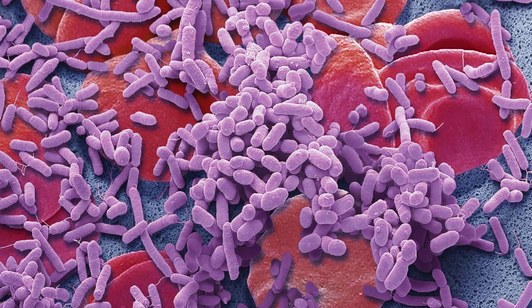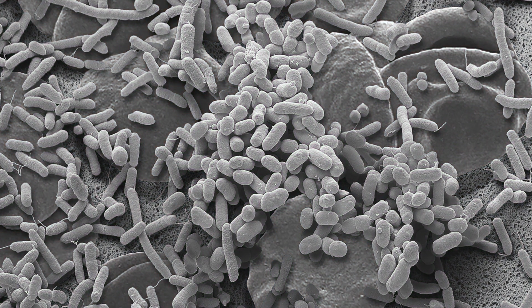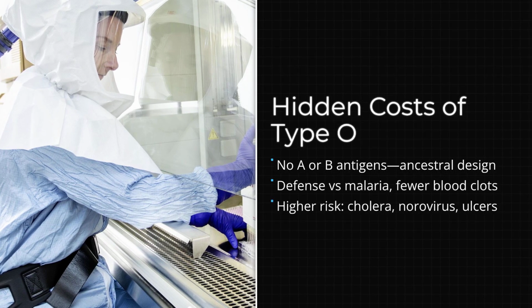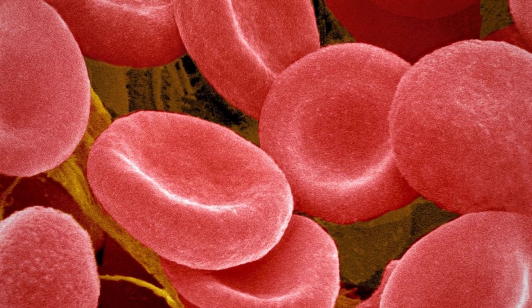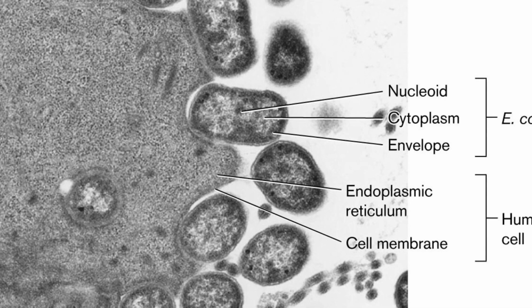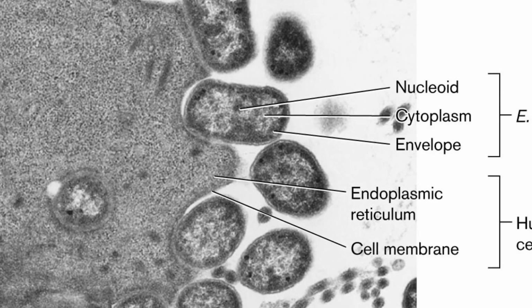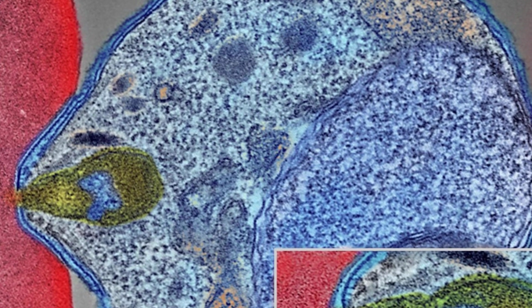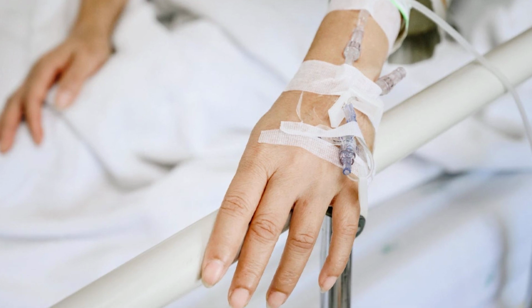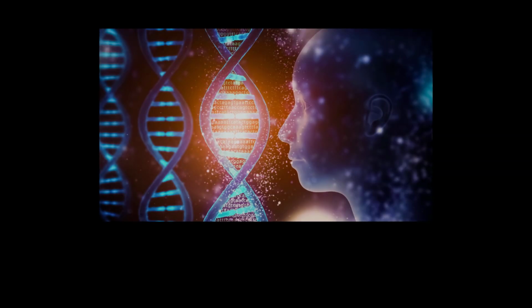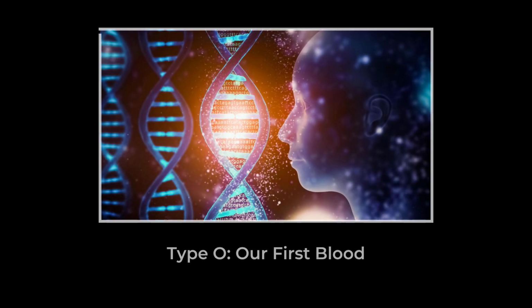But type O also left the door open for other infections. If you are type O, you are significantly more vulnerable to cholera, norovirus, and the bacteria Helicobacter pylori, which causes stomach ulcers. The same clean surface that protects you from malaria makes it easier for certain bacteria to latch on and invade. Evolution gave you armor in one area and left you exposed in another. It is a calculated trade, written into your DNA thousands of years ago.